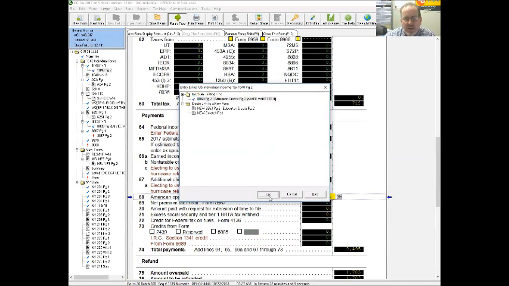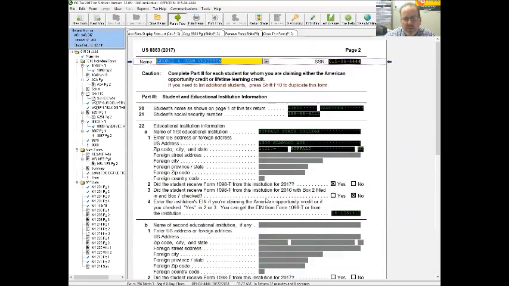8863, and again, this one's already been completed, but we go to the 8863, and we have, in this case, Amy. We type in her social security number. It says she went to Buff State on Elmwood Avenue. It asks in question 2, did the student receive a 1098-T? Yes. All right, box 2 filled in. No, we're going to say no on that one.